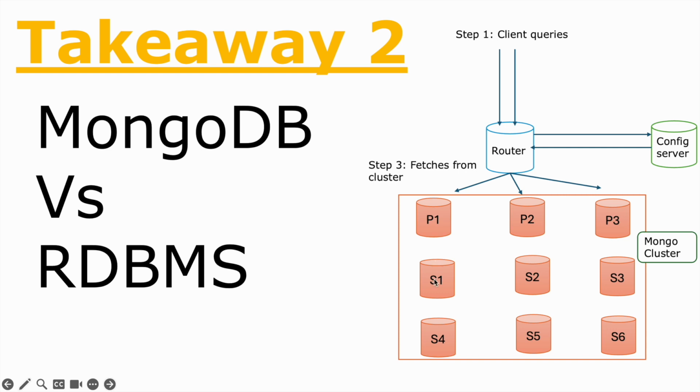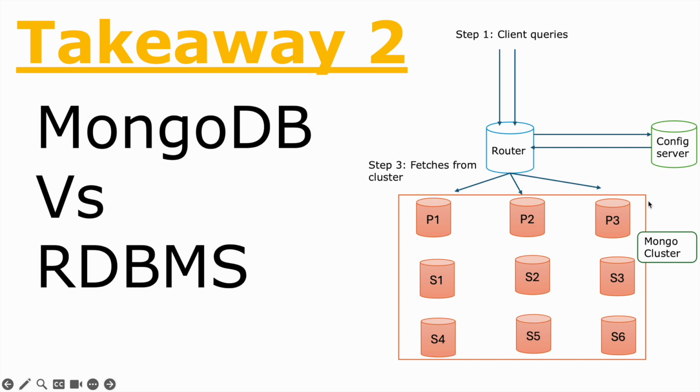And S1, S2, S3, S4, S5, S6 are the secondaries, which means this P1's 100 gig is replicated into S1 and S4, which means if P1 fails, then any one of the S1 or S4 can become primary and the other will remain as secondary. Similarly, for P2, S2 and S5 are the secondary, and for P3, S3 and S6 are the secondary. So this is a typical distributed cluster setup of MongoDB.